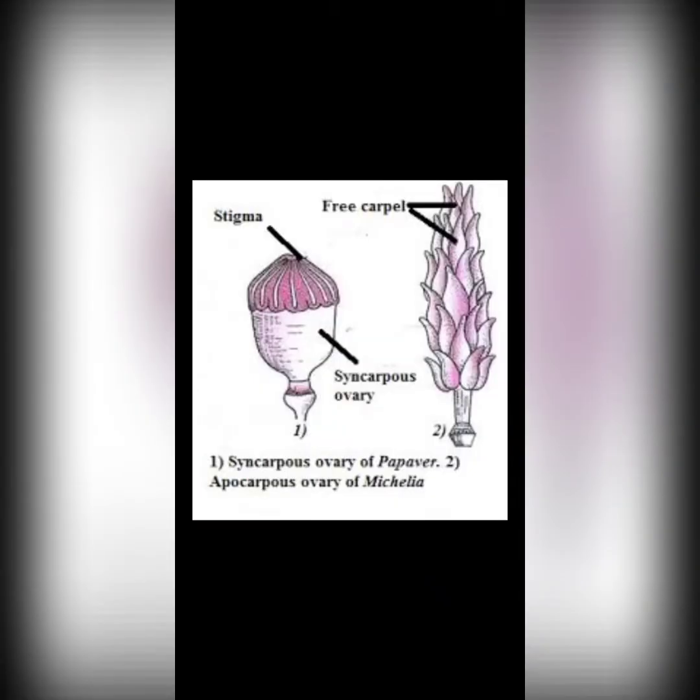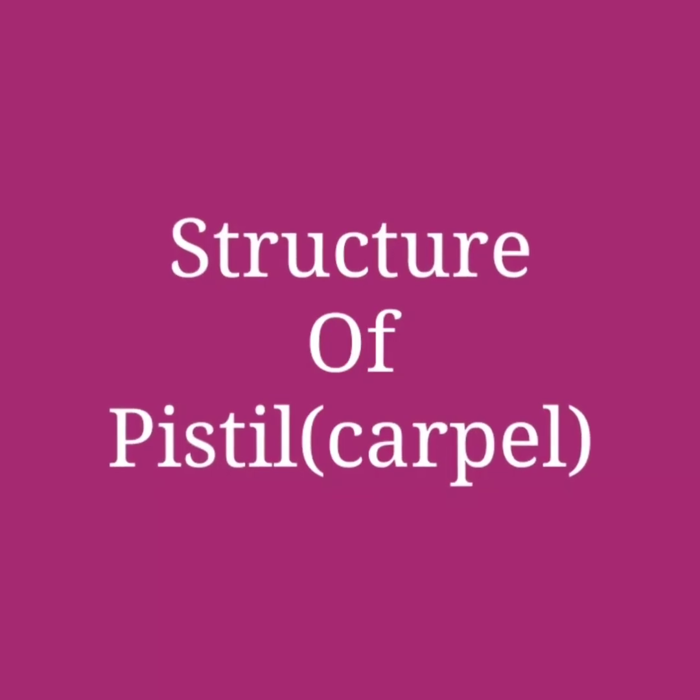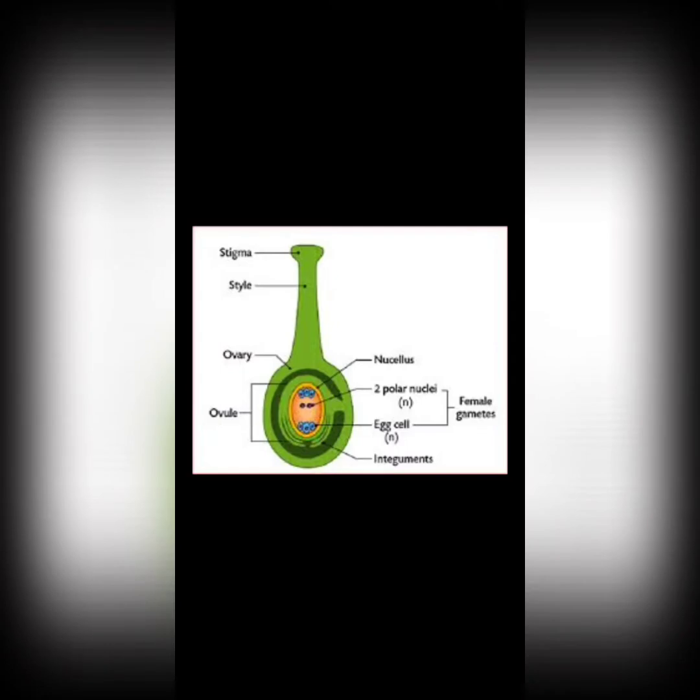As you can see, the syncarpous ovary of Papaver, all the carpels remain attached, and the apocarpous ovary of Michelia, you can see here all the carpels are free. A typical carpel is a flask-shaped structure. It consists of three parts: stigma, style, and ovary. The lower swollen base-like structure is called ovary, and a narrow neck-like structure is called style. A knob-like structure present on style is called stigma.